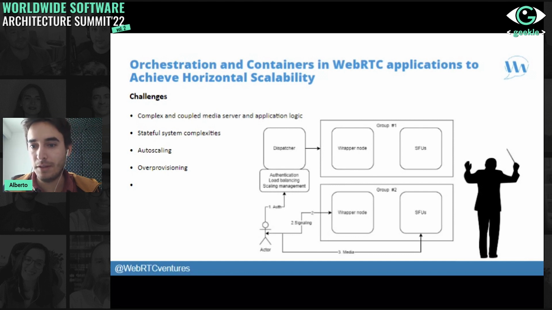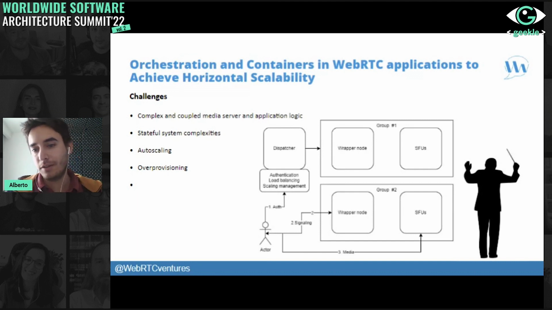Also, in this diagram, we try to decouple the media service and the other logic. So that's why we have something called a wrapper node and something called the SFU, separate. We want that to be decoupled, so the SFU or the MCU, the media servers, focus on just processing media, and all the business logic is in the wrapper or the dispatcher. So it's easier to manage and to scale.